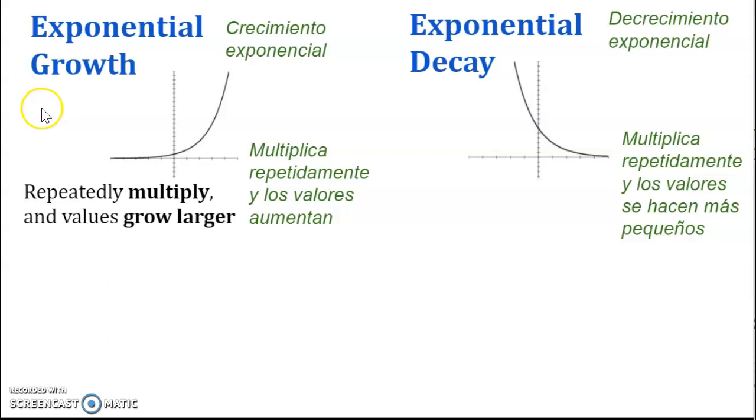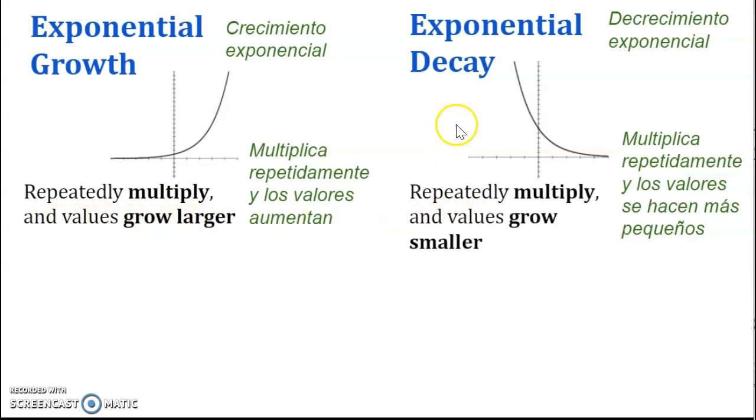So with exponential growth, you are repeatedly multiplying by a number that is greater than 1, and the values will grow larger. Whereas with exponential decay, you are repeatedly multiplying by a number that is less than 1, and the values grow smaller. So in this case, exponential decay, remember we multiply by 0.55.